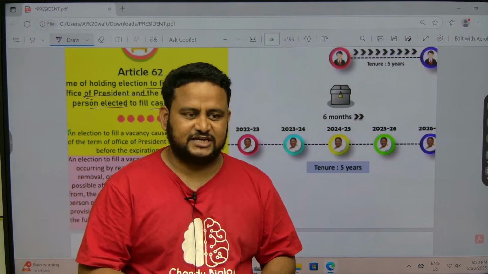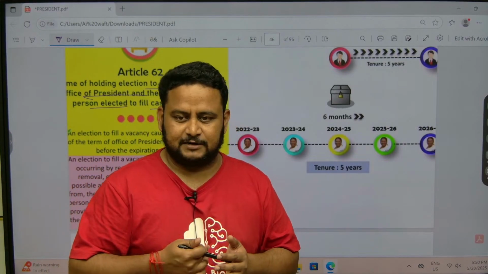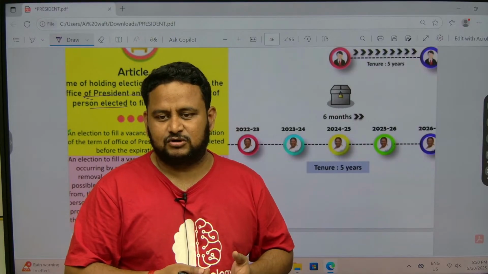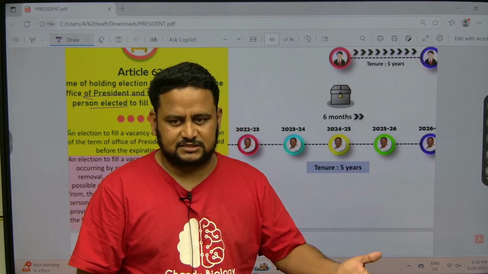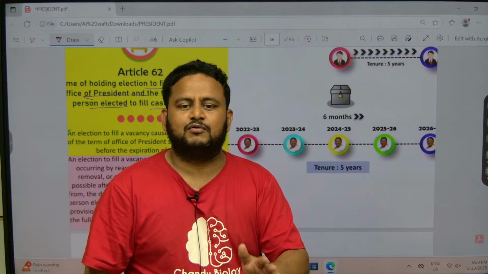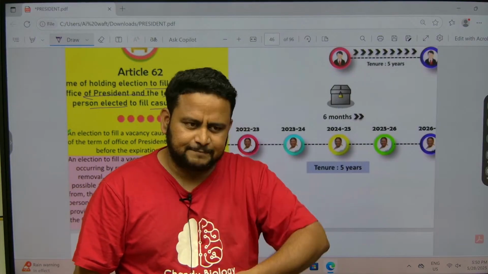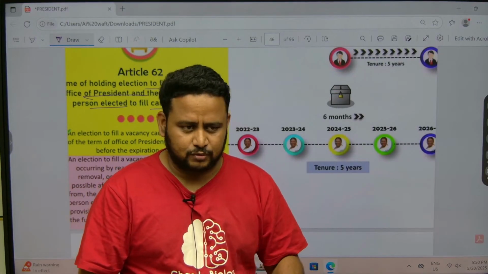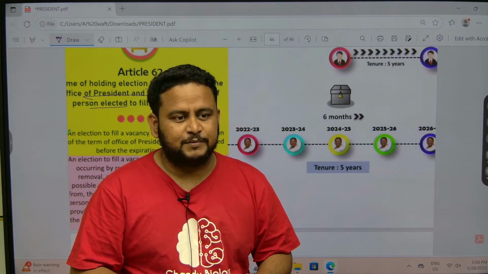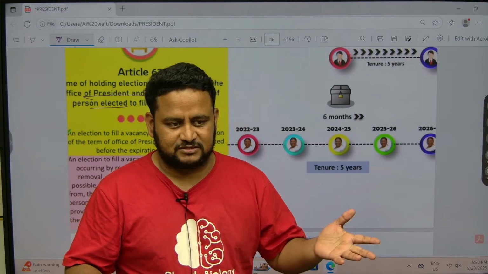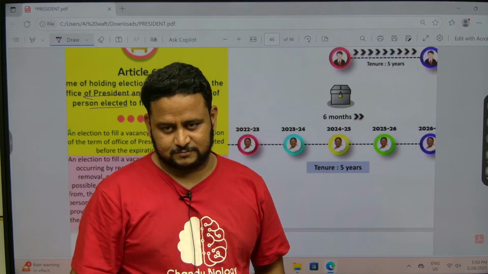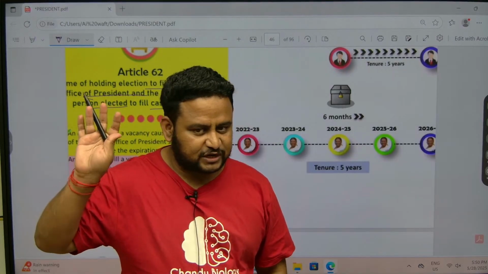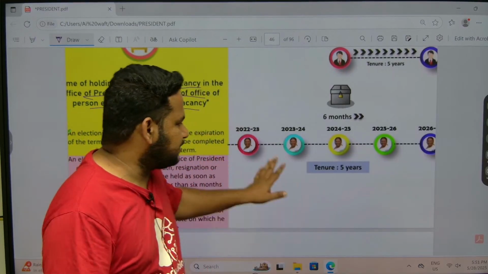Suppose in the worst case, although the term is expired, still the new president is not there. That time another 6 months will be there. Before that you have to conduct the election of the president. The same person can be elected again, no problem. I told you there is a possibility of re-election. How many times in India? Any number of times. But in USA it is 2 times. Got it? And the term of office there is 4 years. Here it is 5 years. That is about the vacancy.